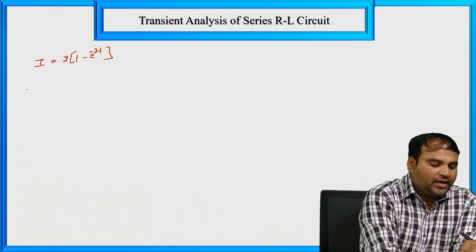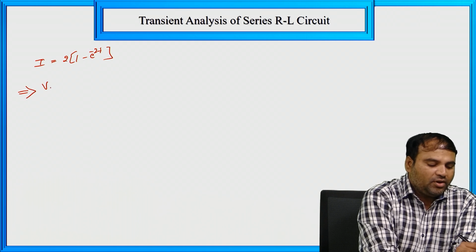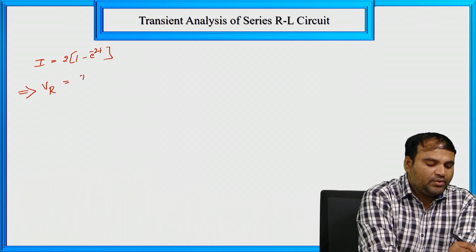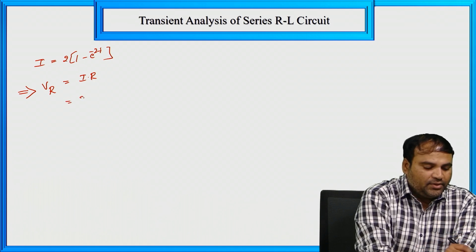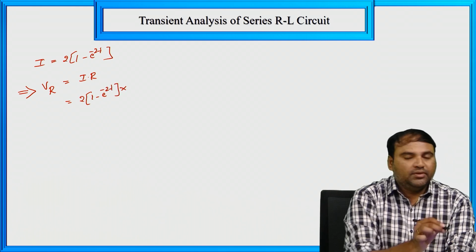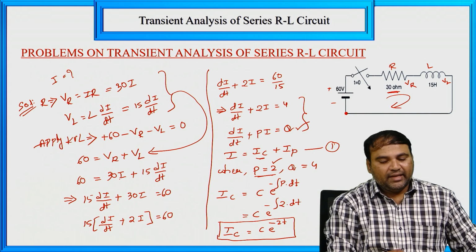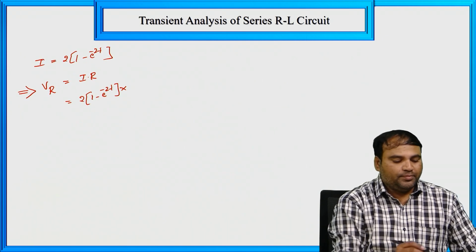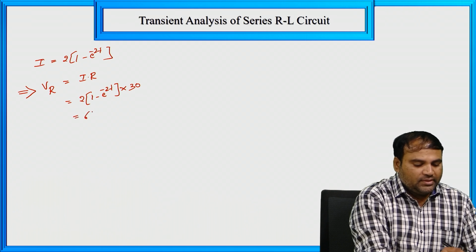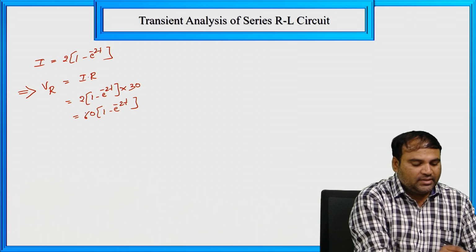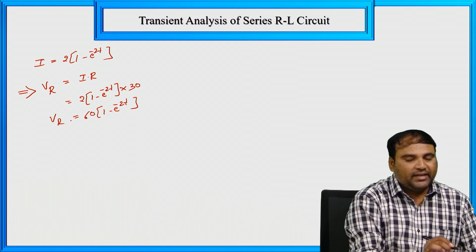So now we need to calculate voltage drop across the resistor, that is VR is equal to I into R, where I is 2 into 1 minus e to the power of minus 2t into R value. So R is nothing but resistance value, that is 30 ohm. So into 30, that is equal to 60 into 1 minus e to the power of minus 2t is the voltage drop across the resistor R.